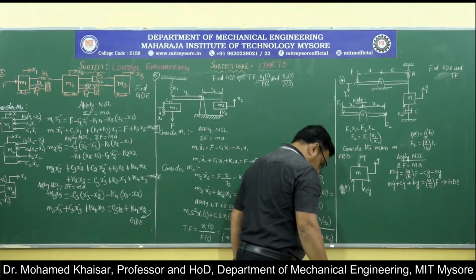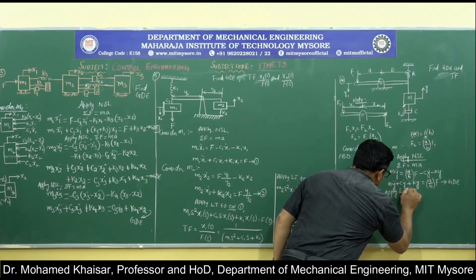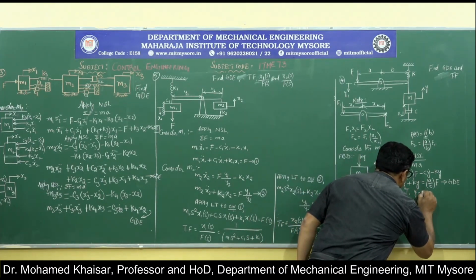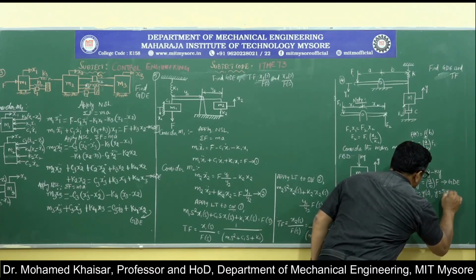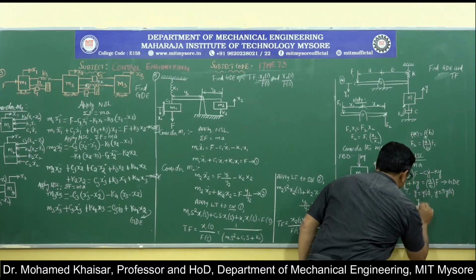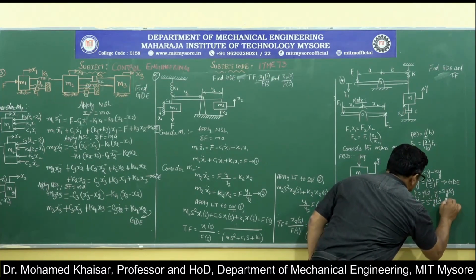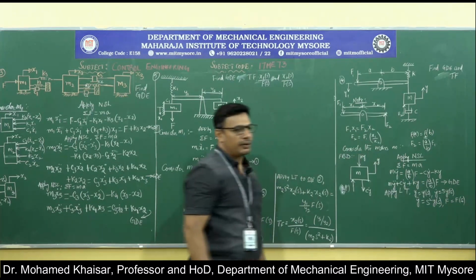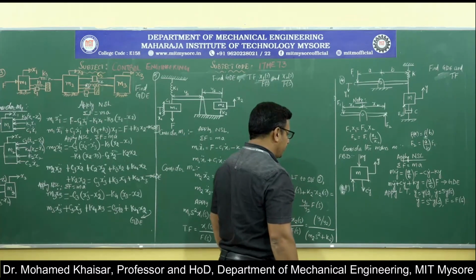Now thereafter, apply Laplace transformation. It says y is equal to y of s, y dot will be equal to s into y of s, y double dot will be equal to s square into y of s, and f will be equal to f of s. This is the Laplace transformation that we are going to take into consideration.